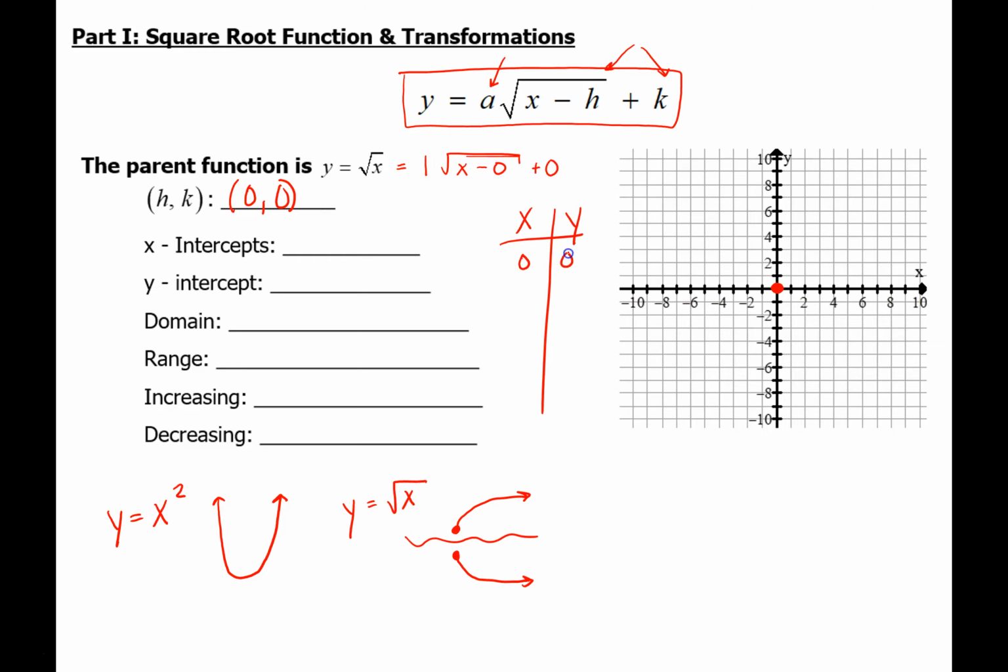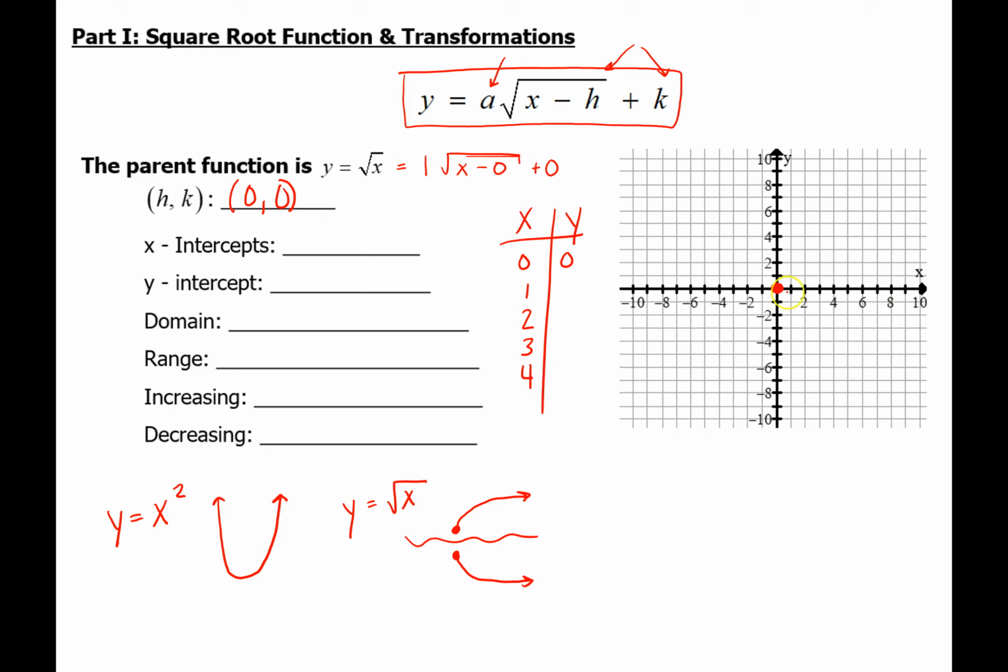I'm going to put 0, 0 up at the top, and then I'm going to plug in numbers to the right because our square root functions are almost always going to open to the right, either the positive side or the negative side. And another way of thinking of that is the increasing side or the decreasing side. Okay, so I'm going to pick 1, 2, 3, let's do 4 as well.